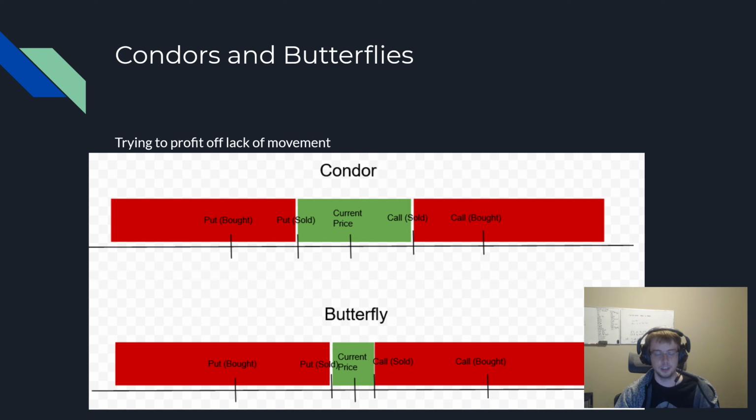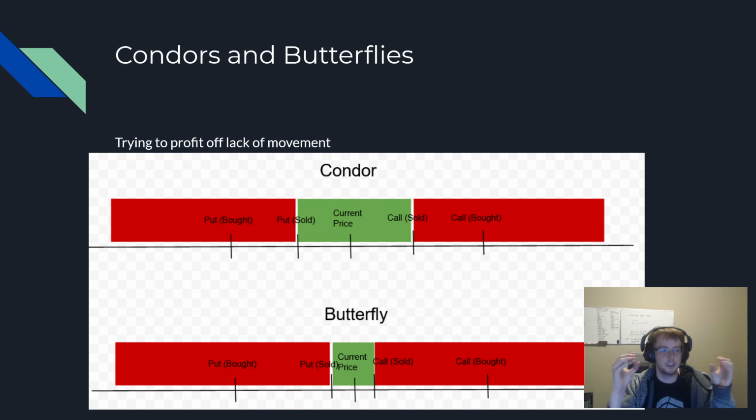And basically you're doing this when you're expecting very little volatility, but the market may be expecting some more volatility than you think there will be. So you can just basically, like the picture shows, lock in profit when there's little or no movement. And the difference between a condor and a butterfly is basically just how much movement your strategy deems acceptable.